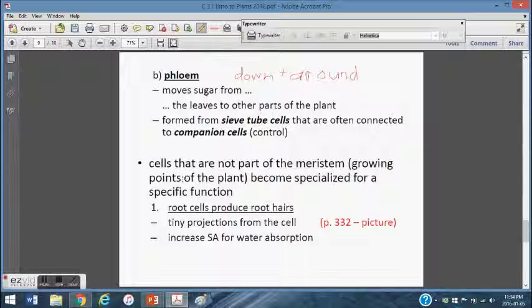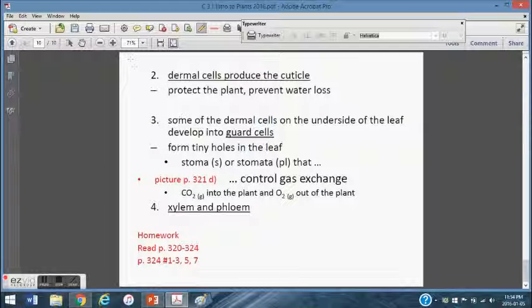Now, additionally, cells that are not part of the meristematic region, the growing points of the plant, become specialized for specific function. So there are some of these specific functions you need to know about as well. Check out page 332, there's a lovely picture of a root cell that's producing a root hair. Now these are tiny projections from the cell. They increase the surface area for water absorption.